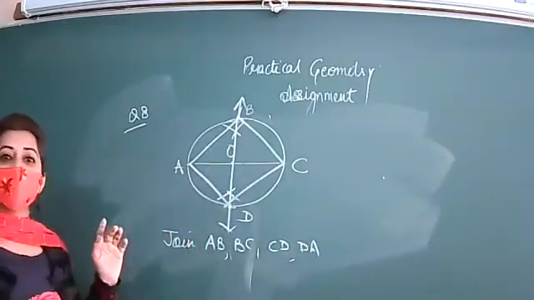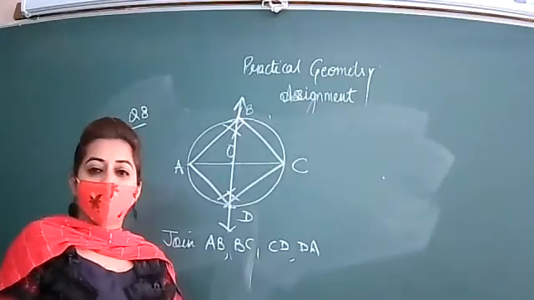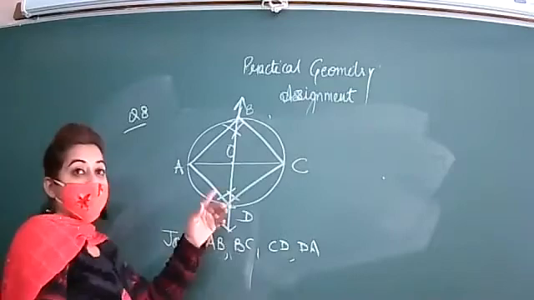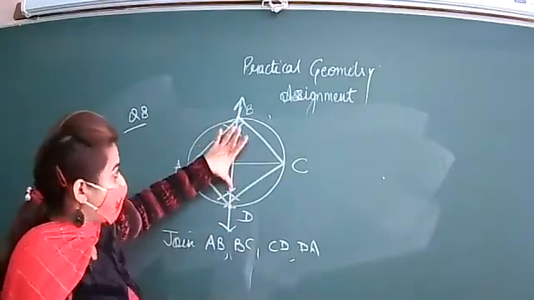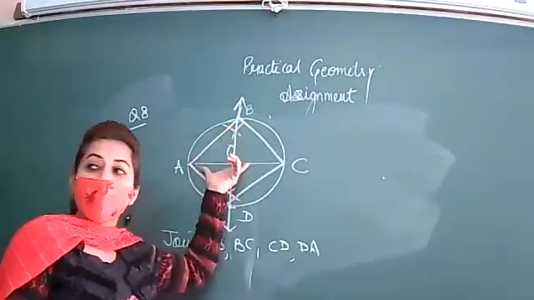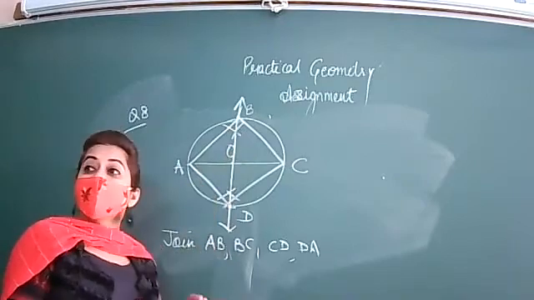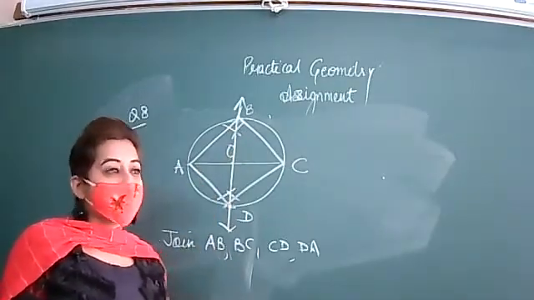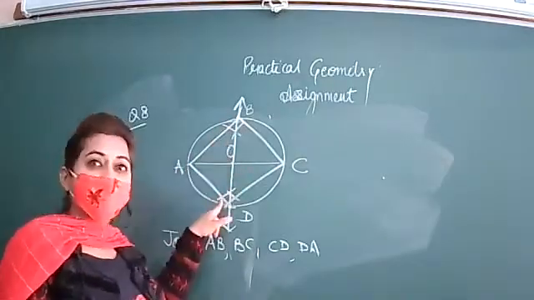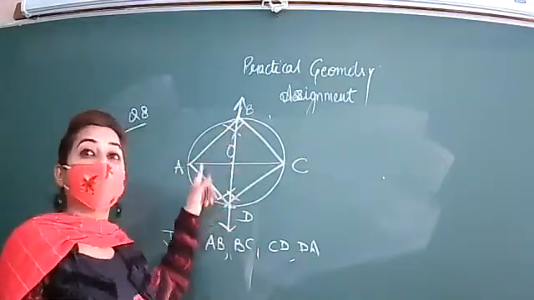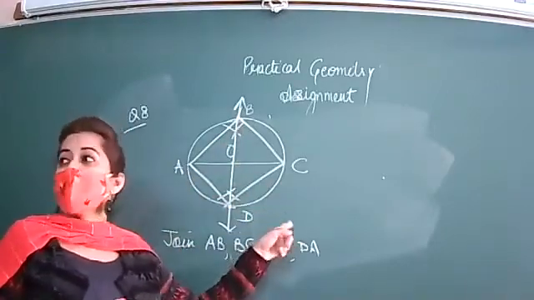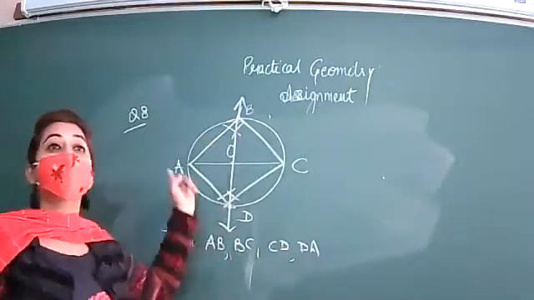Can you tell me the name of this type of quadrilateral? Yes, it's a square. Actually, you can see that AC and BD are both diameters, and diameters of the circle are the same. So AC and BD are the diameters of the circle as well as the diagonals of the figure.